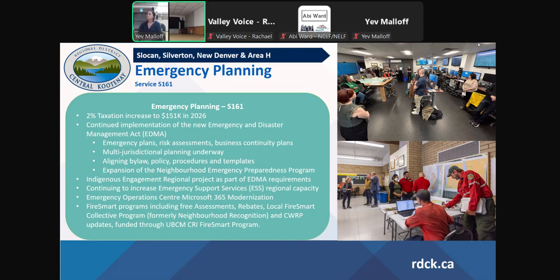So the key thing to understand about emergency planning is that the taxation for emergency planning is basically for setting up all the planning and all the systems. When there's actually a state of emergency in place, whether it's for fire or flooding or whatever, then the provincial government kicks in funding to cover those direct emergency related expenses. But any planning or mitigation work is funded through taxation.